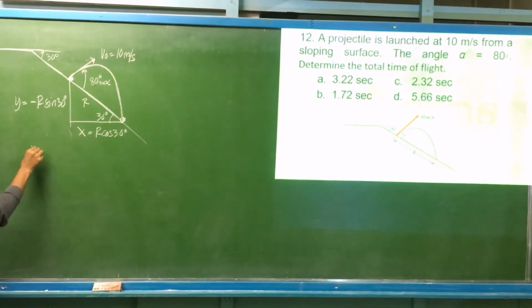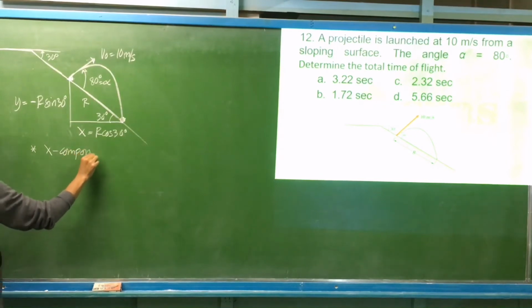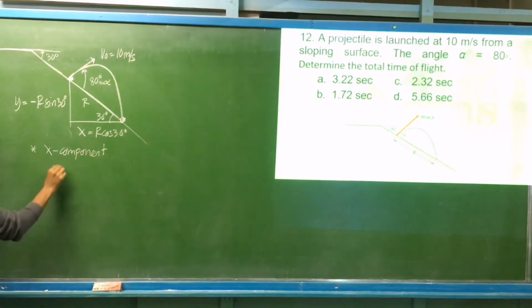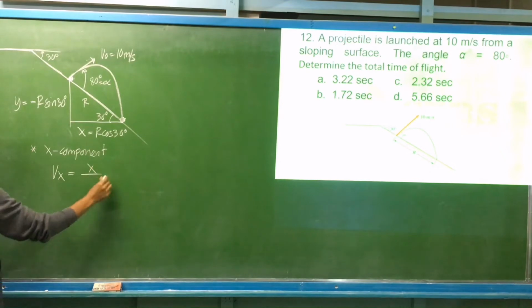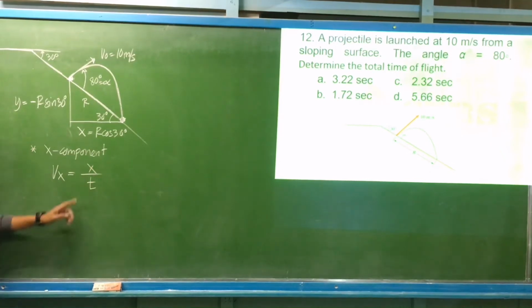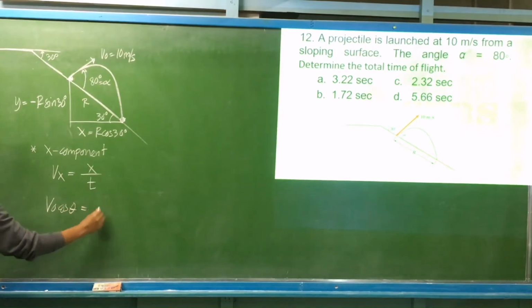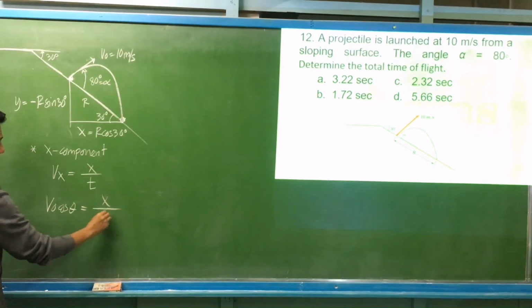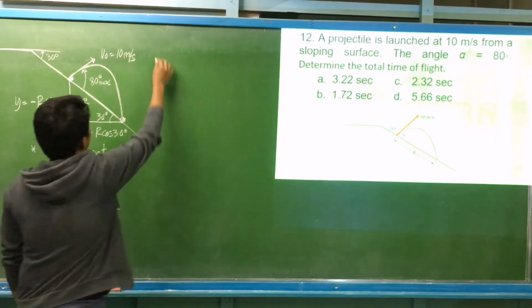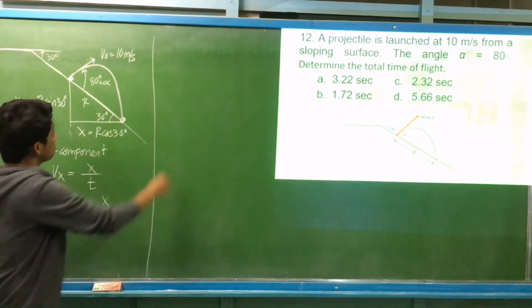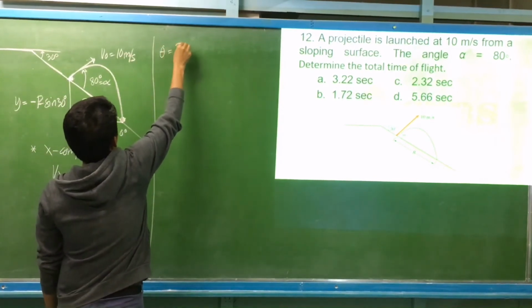So for the horizontal component, let's say this is for the x component, we have the velocity along x is equal to x over time. We're looking for the time. What is our v sub x? By the way, that is the same as v sub o. v sub x is cosine of theta equal to x divided by the time. Okay, so what is the value of our theta?